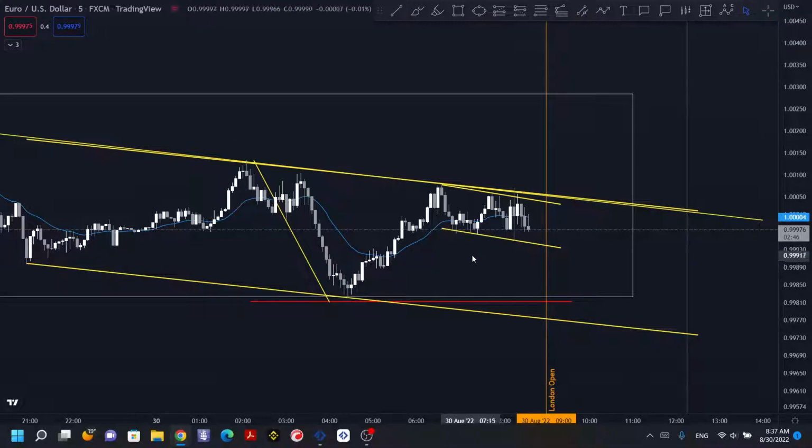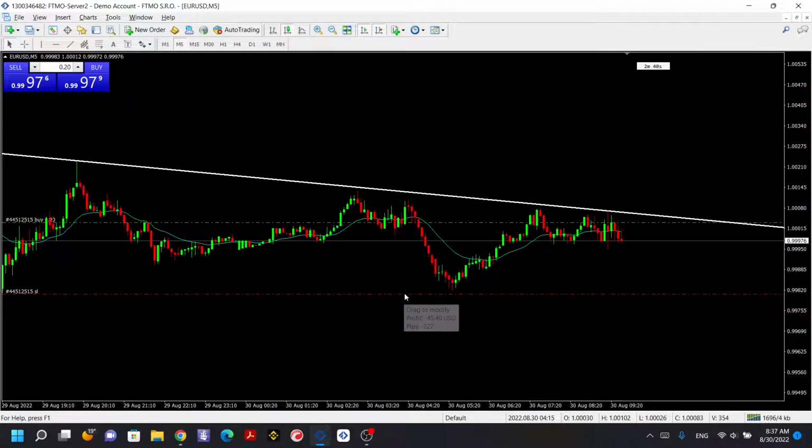Just want to make sure my risk is actually what I want to be risking, which is 45, because I don't want to risk more than that. Yep. So this is what I can control. What the market is doing here, I cannot control.